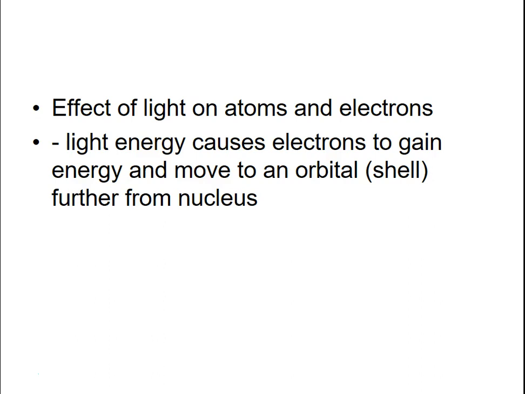Now, if we look at the effect of light on atoms and electrons, in other words, what happens when light strikes some type of material here on the surface of the Earth? Well, light energy causes the electrons to gain energy, and these electrons start moving faster and faster until they move to an orbit, or that is a shell, further from the nucleus.